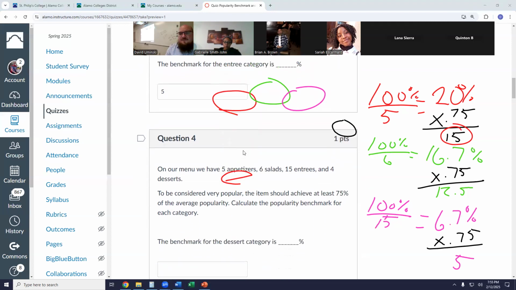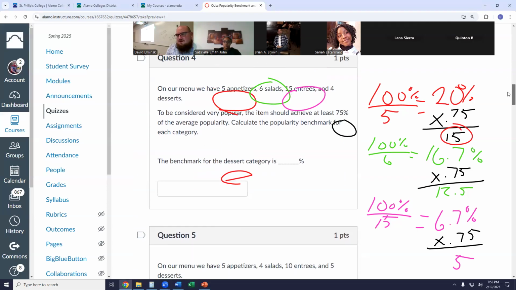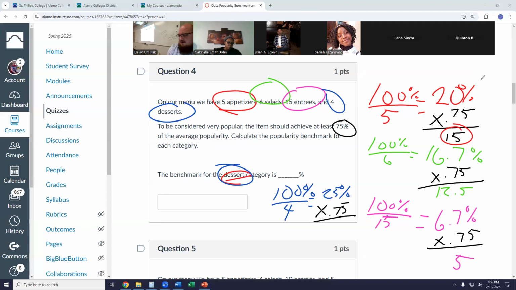And then lastly, let's go over desserts. I can line these up. There we go. So for dessert, let's do dark blue. We have 4 desserts. So 100 divided by 4 is 25% as my average. And then I'm going to multiply by my 0.75. 18.75? Yeah. Okay. So we'll go 18.8. Type it in here, 18.8.